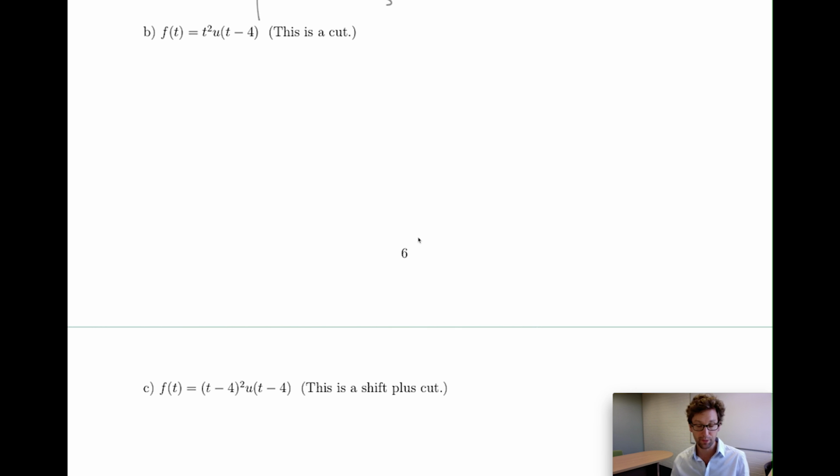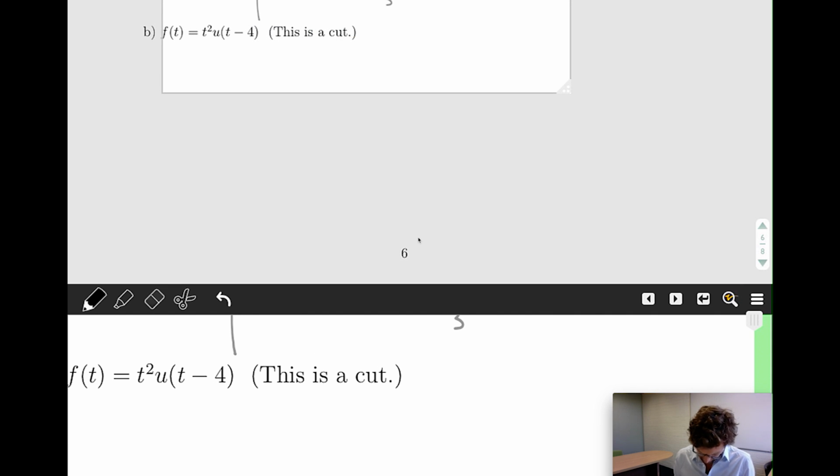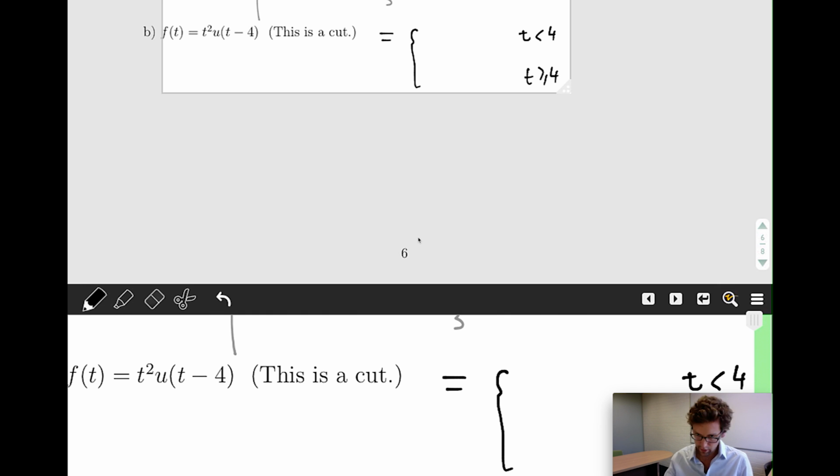So let's take a look at our next problem. Again, this is a function involving a Heaviside function. So once more, I'm going to write this as a piecewise continuous function. So this thing will be equal to, let's divide up our domain into t less than 4 and t greater than or equal to 4. Looking at our Heaviside function, we can see that this is going to change the function at t is equal to 4.